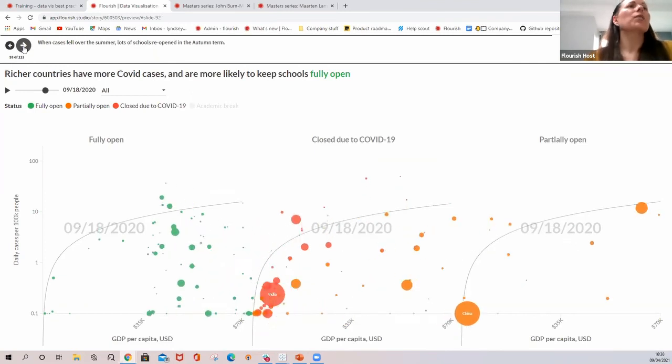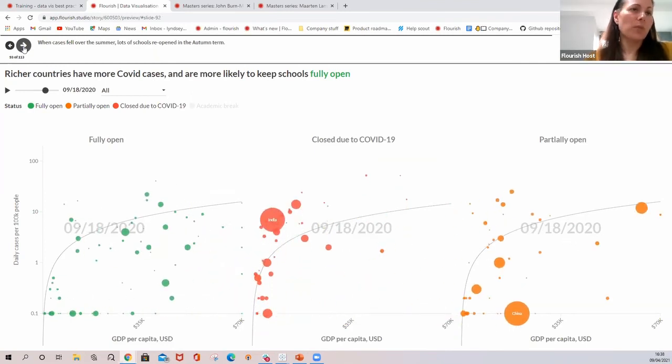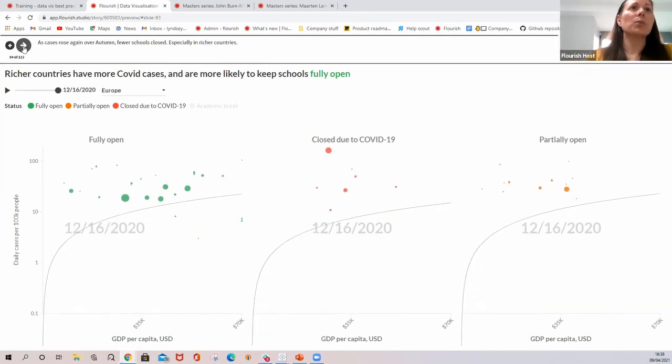But then cases fell over the summer and lots of schools reopened in the autumn term. Again, as cases rose over autumn, fewer schools closed, especially in richer countries. So we can see a change in the pattern. We can see that richer countries are no longer closing their schools because of COVID cases. And then just another dimension. We can use another filter here to focus on different areas.